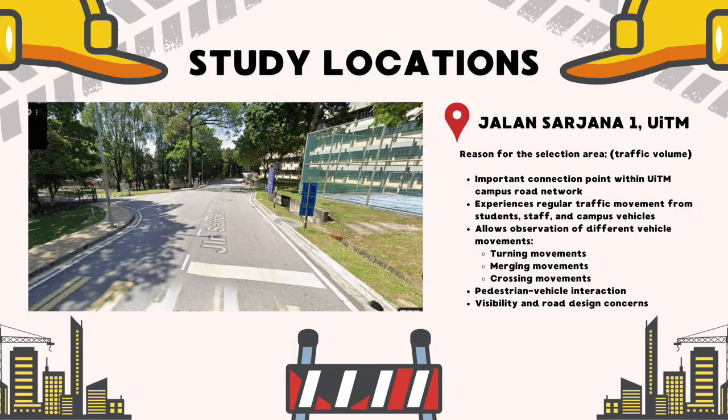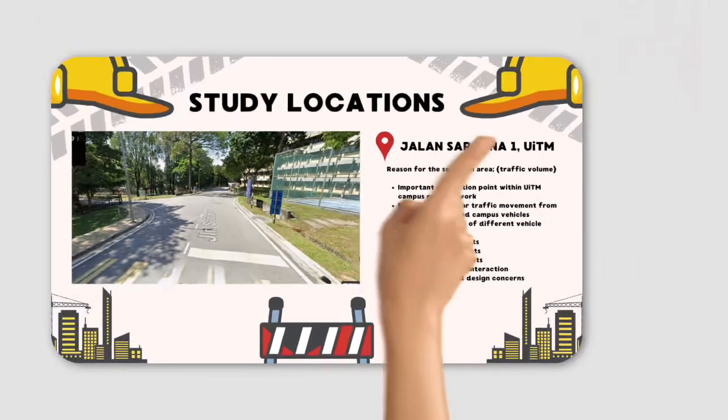So our group has conducted the RSA study at two different locations inside UiTM, which is first at the junction at Jalan Sarjana 1 near Law Faculty. Reasons for the selection area: it is an important connection point within the UiTM campus road network. It also experiences regular traffic movement from students, staff and campus vehicles. It also allows observation of different vehicle movements, which are turning movement, merging movement, crossing movement. And lastly, visibility and road design concern.